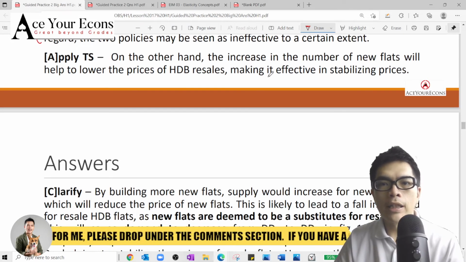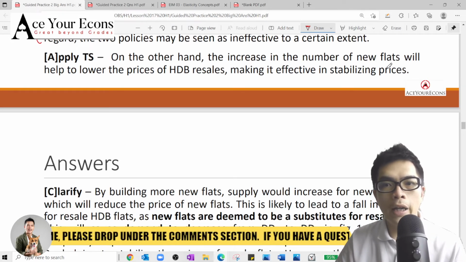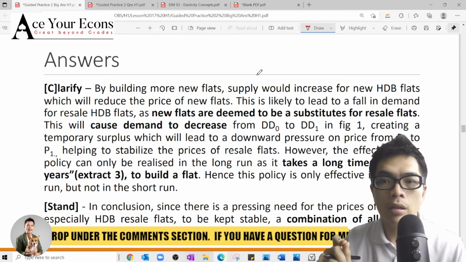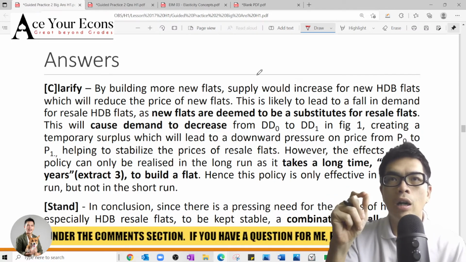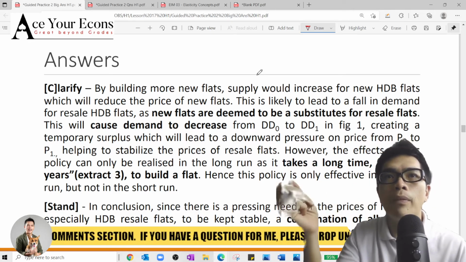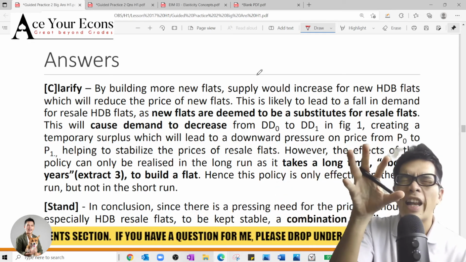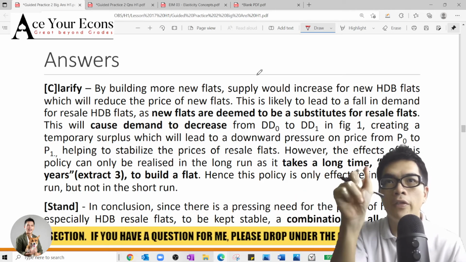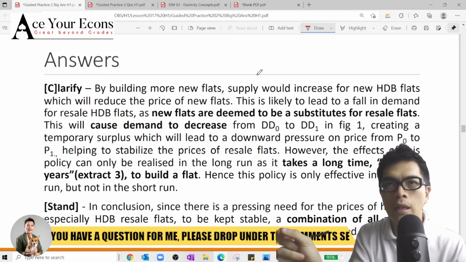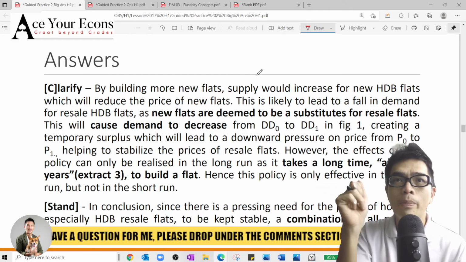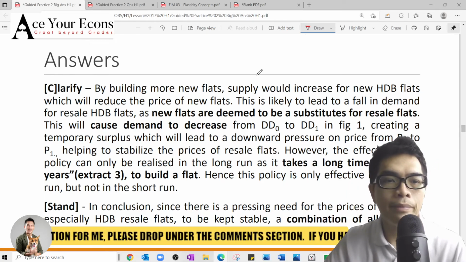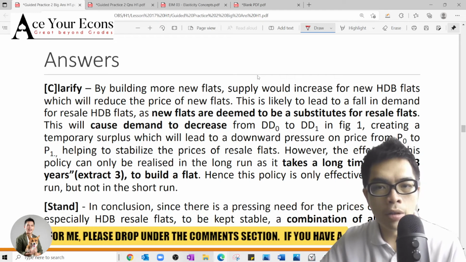The next part is introduction of new flats. The key concept here is substitution effect. Like what I've mentioned earlier on, a lot of students are stuck at the supply effects. The misconception is that they group new flats together with resale flats. Notice that resale flat has been bolded. You have to identify that these two are separate asset classes. New buyers can choose either to wait for a new flat or buy an existing resale flat. So these are the keywords that you want to look out for.